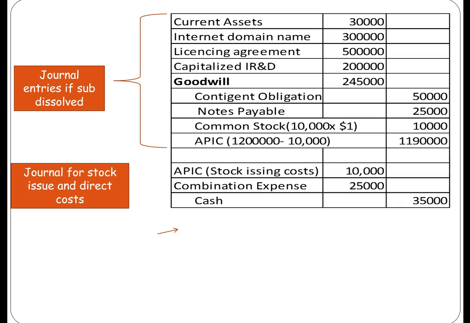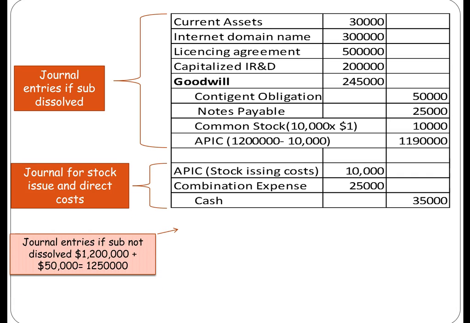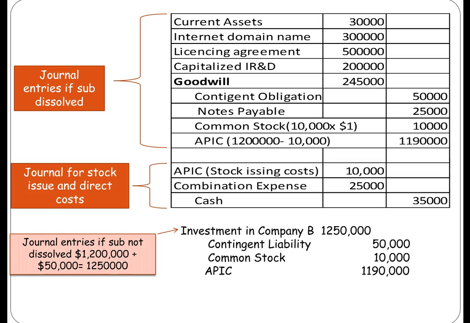Then, again, we are going to do our journal entry for the stock issuance and direct costs. Now, what would it look like if it wasn't dissolved? It would be investment in B, $1,250,000, and contingent obligation, common stock, and additional paid-in capital.